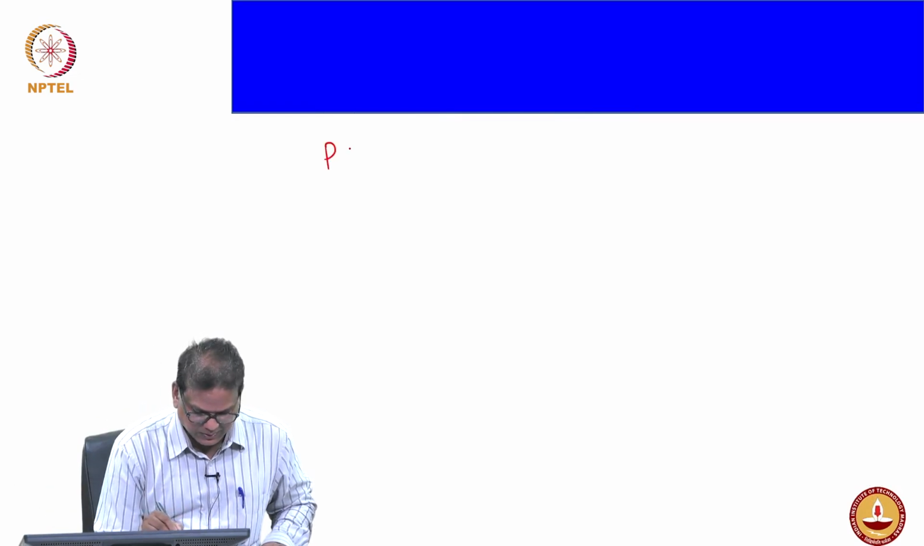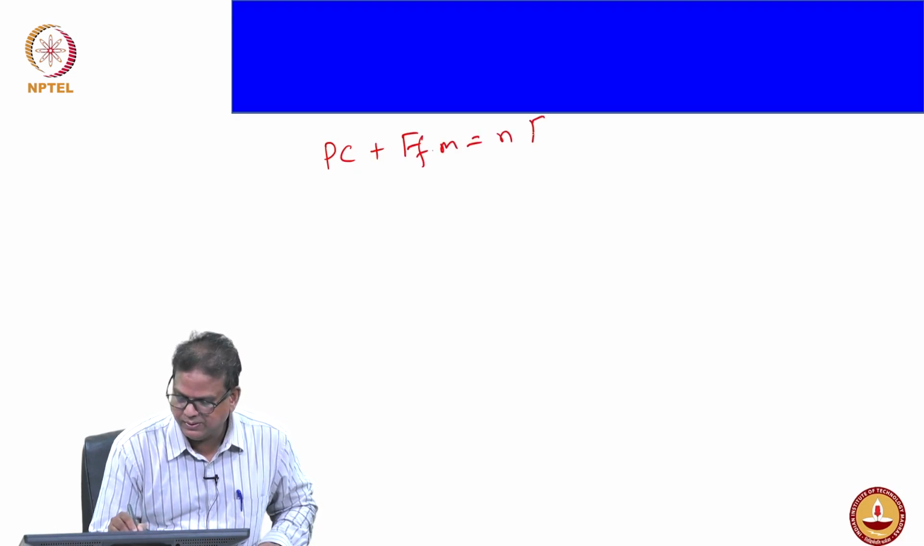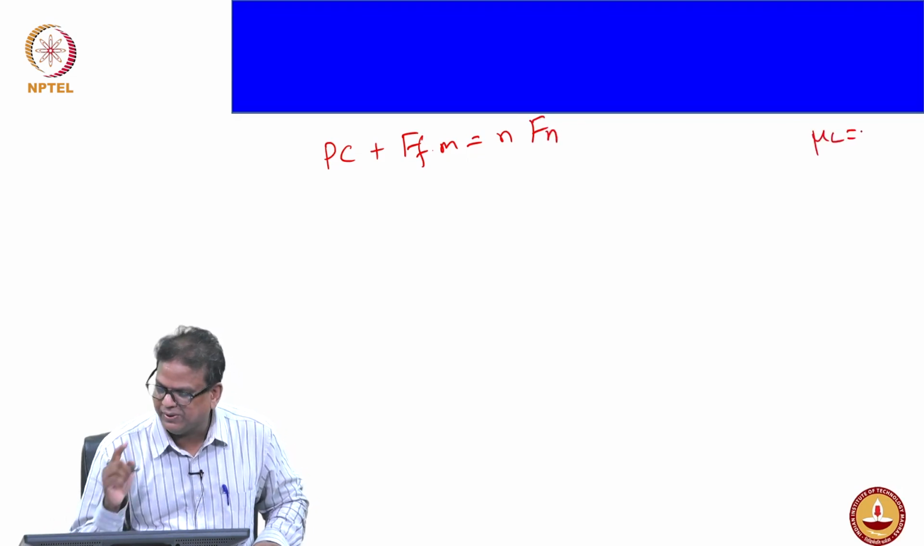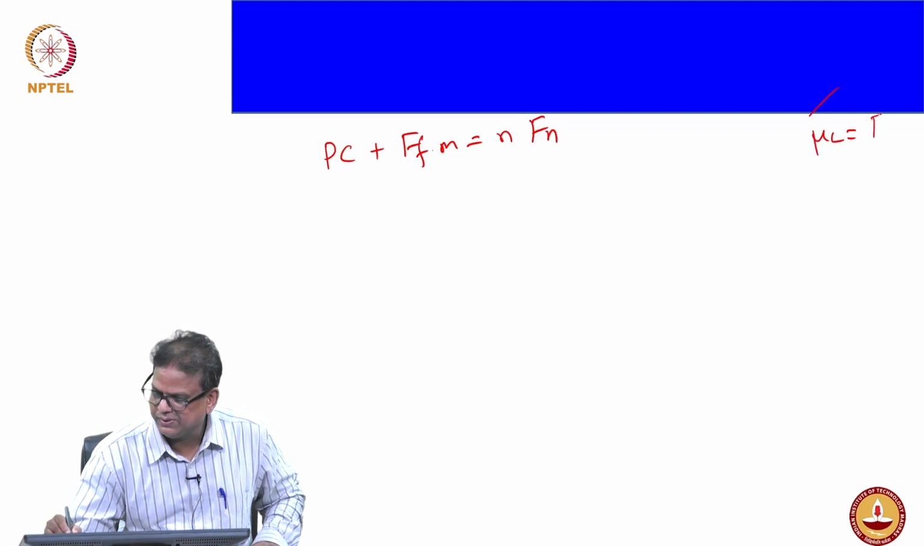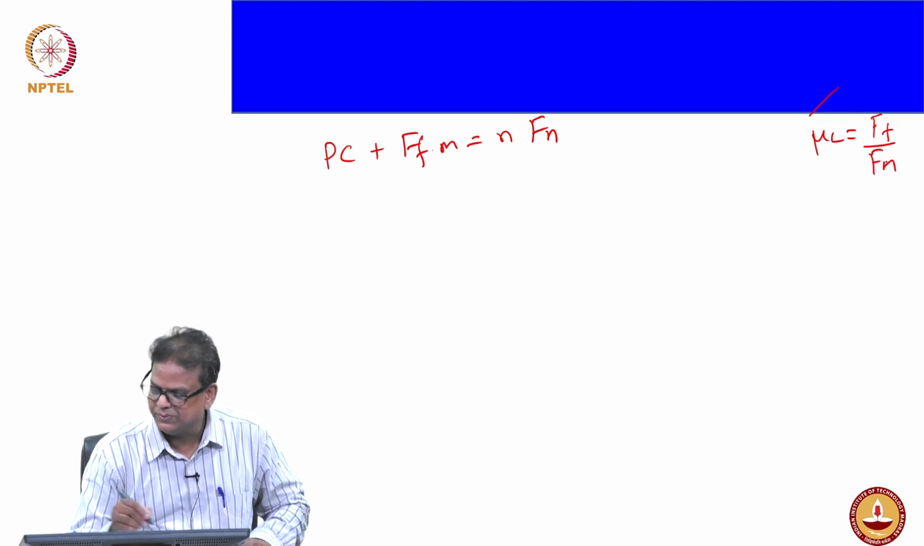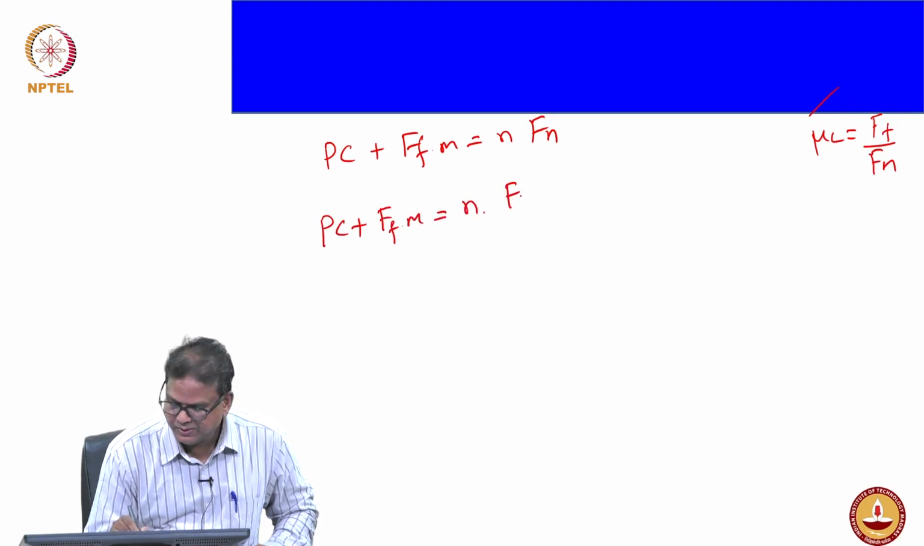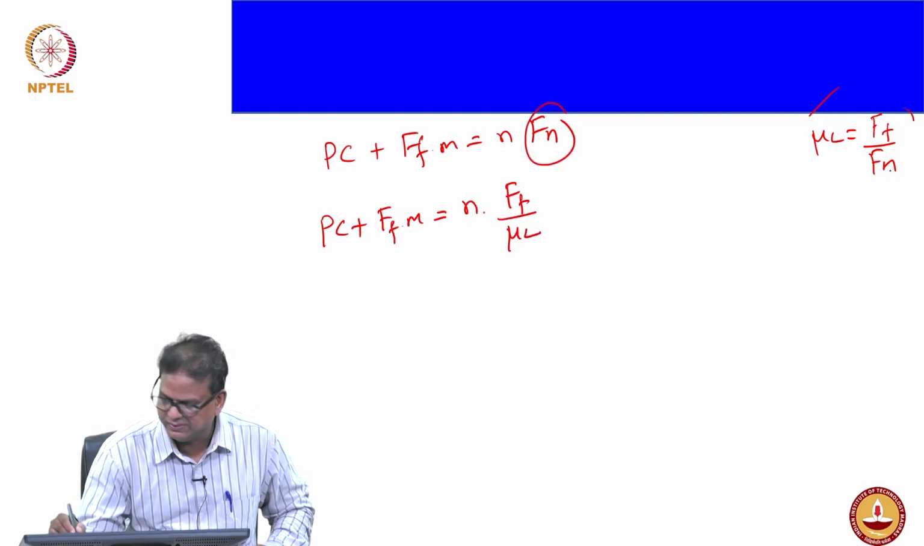Then P c plus F m equals n F n. But I already know mu l, because we want to find out the mu l, is F f by F n. If you substitute, you will get n into F f by mu l. I am just simply replacing F n with this equation.